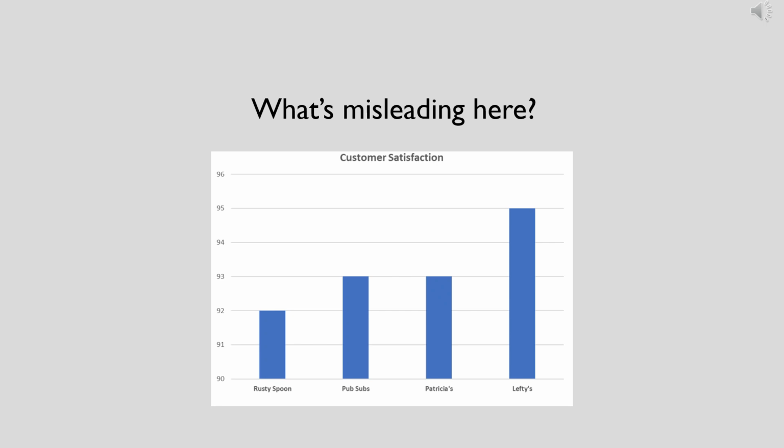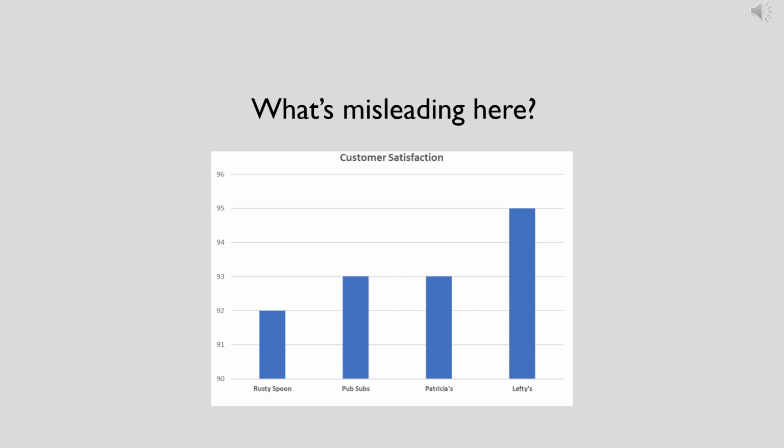You've got a simple bar graph that looks like it's measuring customer satisfaction with, let's say, four made-up restaurants. You've got the Rusty Spoon, Pub Subs, Patricia's, and Lefties. We assume that the scale is from 0 to 100 customer satisfaction ratings. And the problem is, whoever made this graph actually cut out most of the graph, right? Because if it's on a scale of 0 to 100, we're only seeing the scale from 90 and above.